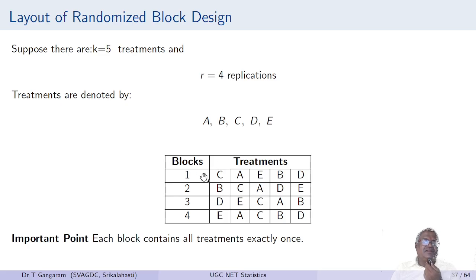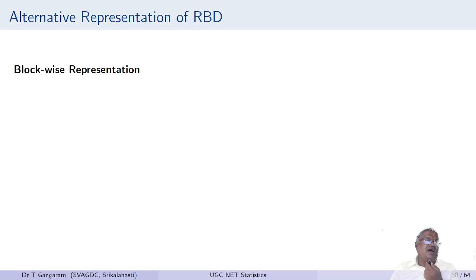Here this is block 1. Look here, A comes once: A, B, C, D, E. No repetition of treatments in the blocks. Only 4 blocks we have. We divide the entire experimental units into 4 homogeneous subgroups, blocks. Within each block, we apply treatments equally. Each block contains all treatments exactly once. Randomization is performed independently within each block.